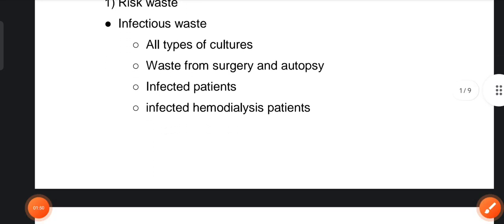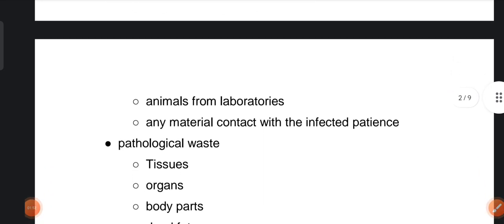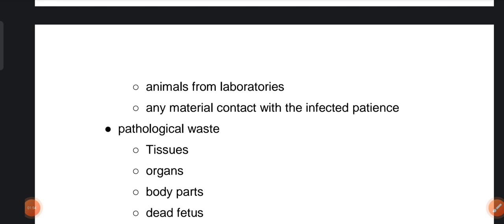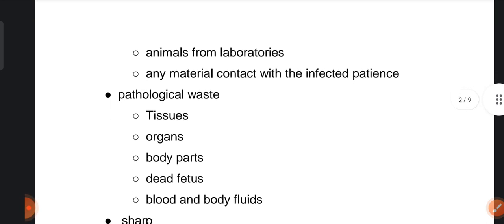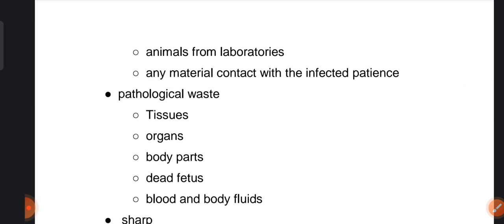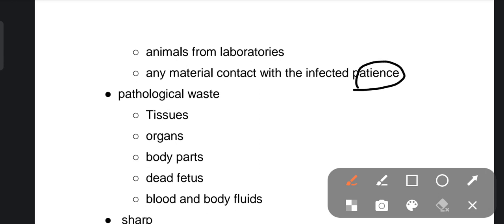So these all come under the infectious waste, and animals from the laboratories. In the laboratories the researchers are doing research on animals. Those animals contain viruses and bacteria, so it comes under the infectious waste, and also any material in contact with the infected patient. So these are all come under the infectious wastage.